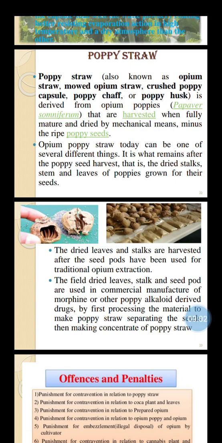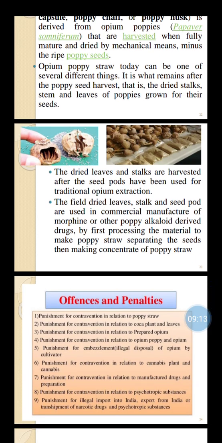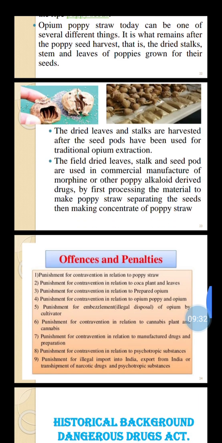The dried leaves and stalks are harvested after the seed pods have been used for traditional opium extraction. The field-dried leaves, stalk and seed pods are used in commercial manufacturing of morphine or other poppy alkaloid derived drugs, by first processing the material to make poppy straw, separating the seed and making concentrate of poppy straw.